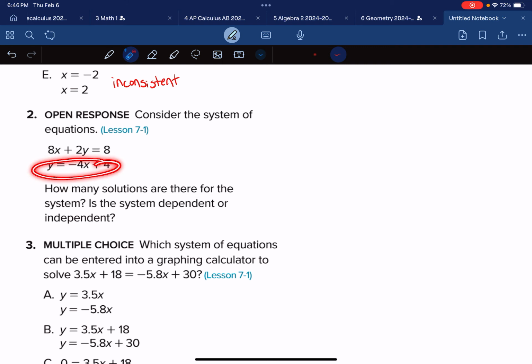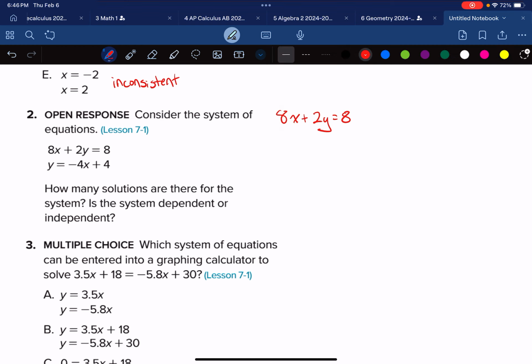This equation is ready to go. This equation is not. So let me go ahead and rewrite that over here. I have 8x plus 2y is equal to 8. And I'm going to solve for y. So I'm going to move the 8x over. I don't want to divide by 8x because that's going to leave a remainder of 1. I want to move the entire 8x over, so I'm going to subtract 8x on both sides. Subtracting 8x, subtracting 8x.